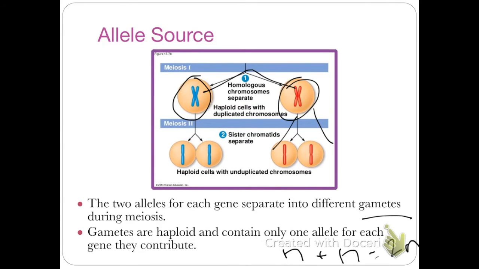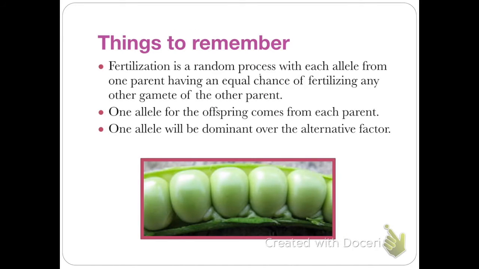2N. There we go. So gamete production is very important, and also keeping track of how alleles move from parent to offspring. A couple of things to keep in mind when we talk about fertilization is that fertilization is a random process, with each allele from one parent having an equal chance of fertilizing any other gamete of the other parent.